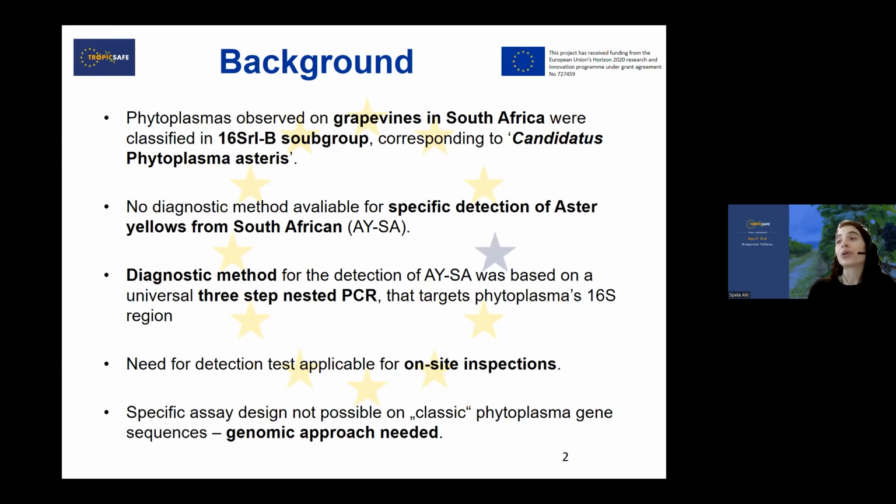Furthermore, the need for a detection test that would be applicable for on-site inspections was recognized, so something that can be used in the field. So if I recap, there was a need to find a molecular test for specific detection of aster yellows phytoplasma from South Africa.